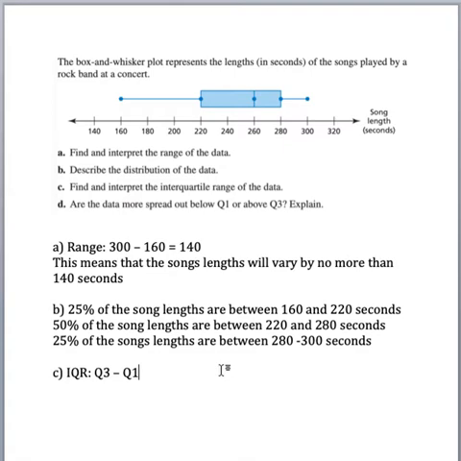points to subtract. All right, so when we do that, again, our quartile 3 point is 280 and our quartile 1 point is 220. This will give us our interquartile range, which is 60. Okay, they also want us to interpret what that means.